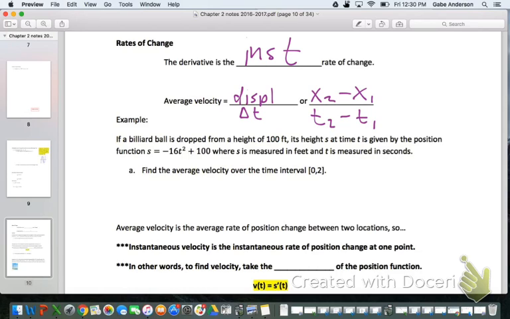Let's take a look at our first example here, having to do with a billiard ball. This is a somewhat terrifying example, right? A billiard ball being dropped from 100 feet could do some serious damage. Don't be under it. Here we go. A billiard ball is dropped from a height of 100 feet. Its height s at time t is given by the position function s equals negative 16t squared plus 100, where height, or s, is measured in feet and t is measured in seconds.